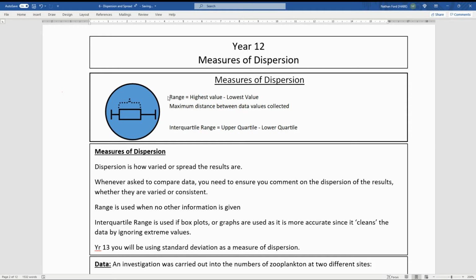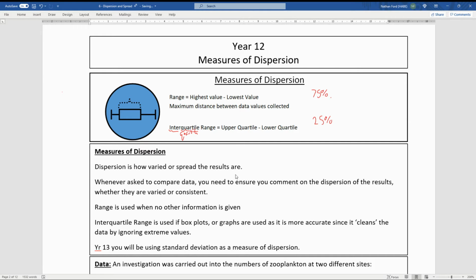There are two types of dispersion. We're talking about the range, which is the highest value minus the lowest, so it's the maximum distance between the data values. And then you've got the interquartile range, which is just the difference between the quartiles. So the difference between the lower quartile, the 25% mark, and the 75% piece of data. Of course, you need quantitative data for this to work.